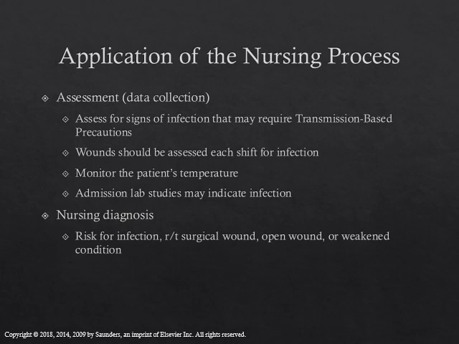Then when we move into the diagnosis part of the nursing process, we're going to think about what potential problems do we have here. And we will talk more about nursing diagnosis this upcoming week, and what a nursing diagnosis looks like. But when we're talking about infection, it would be something like risk for infection related to surgical wound, open wound, or a weakened condition, and we would continue after that.